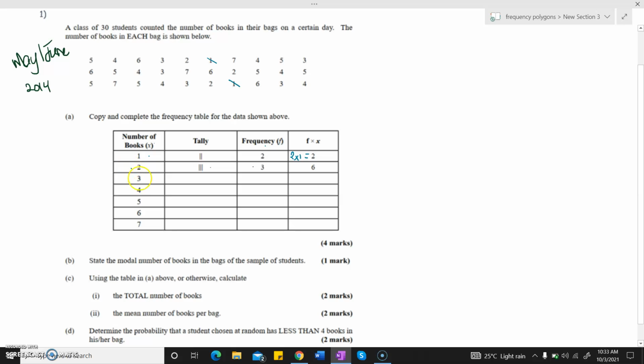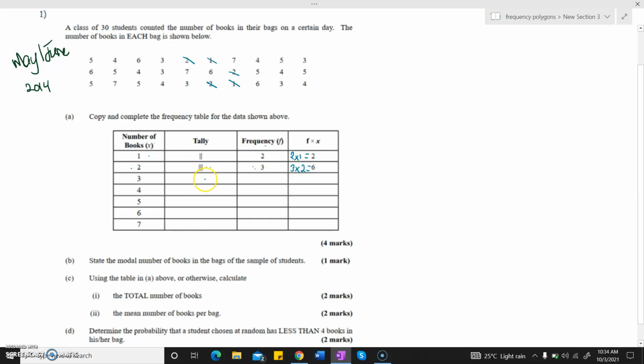And students who had 2 books, they got 3. Let's just double check. 1, 2, 3. So that's how they got the frequency of 3, and then 3 strokes for the tally, right? And I'll just show you here for the f times x. F here is 3 times the x value, which is 2, right? So 3 times 2, and that's how they got the 6.